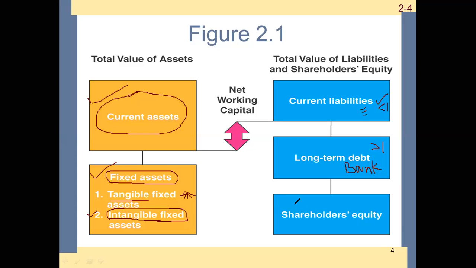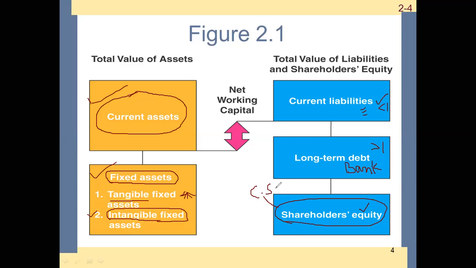In the last section of the balance sheet, we have shareholders' equity. Equity means part or share of these shareholders. So these shareholders are known as the owners of the business, okay? And this section includes the stock price and the capital stock of the company.